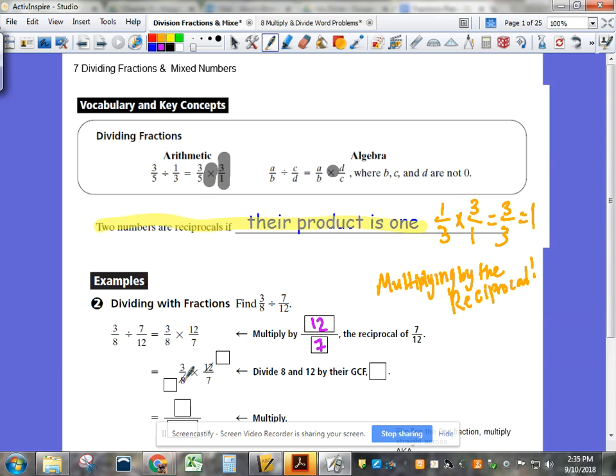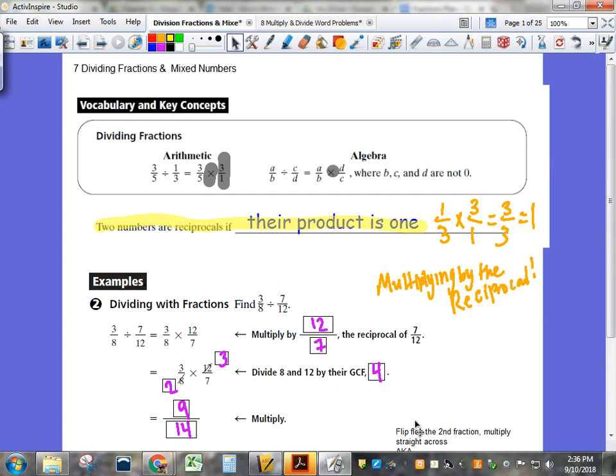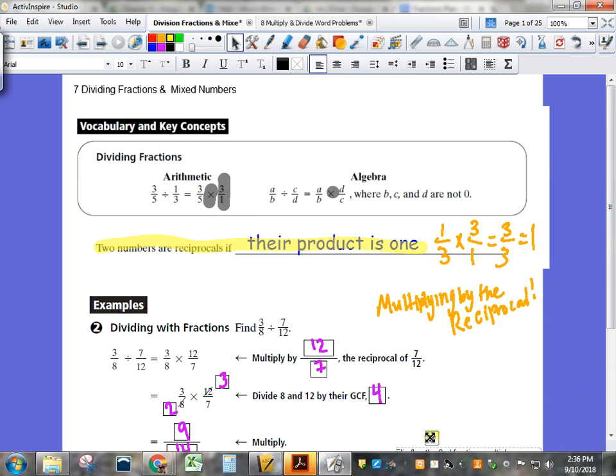with simplifying. The greatest common factor between 8 and 12, I believe, is 4. So 8 divided by 4 is 2, and 12 divided by 4 is 3. So my answer is going to be 9/14. Okay, so that is how dividing fractions works.